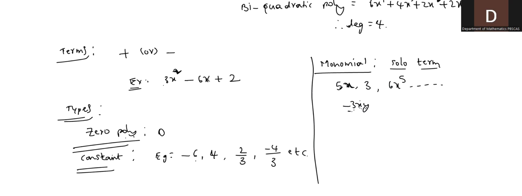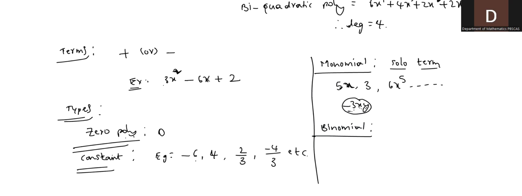And the next definition is binomial. A binomial is a polynomial expression that has only two terms. Bi means two terms. A binomial can also be defined as the difference or sum of two or more monomials.